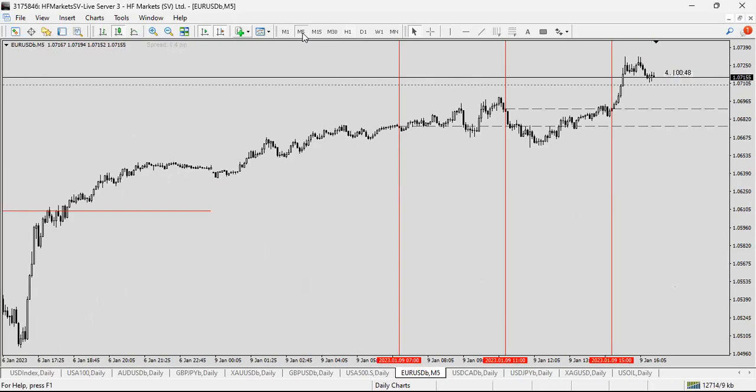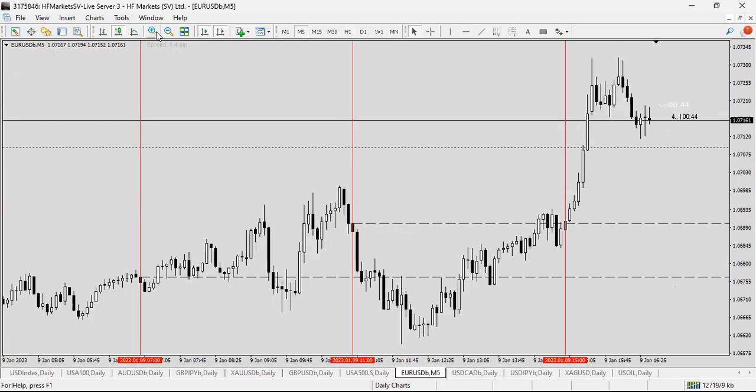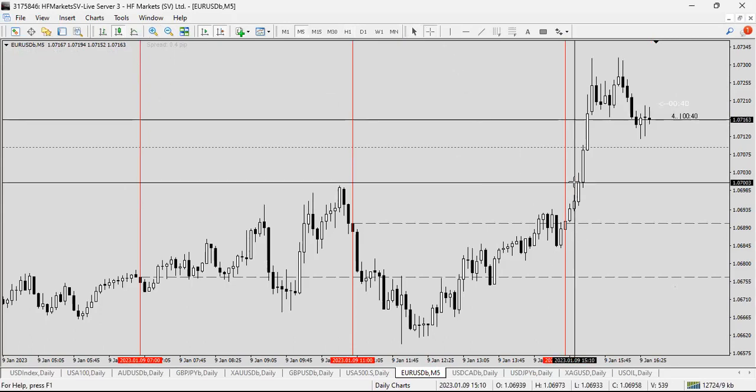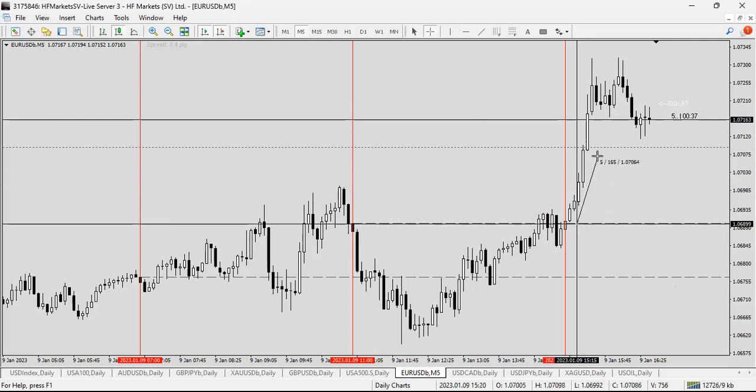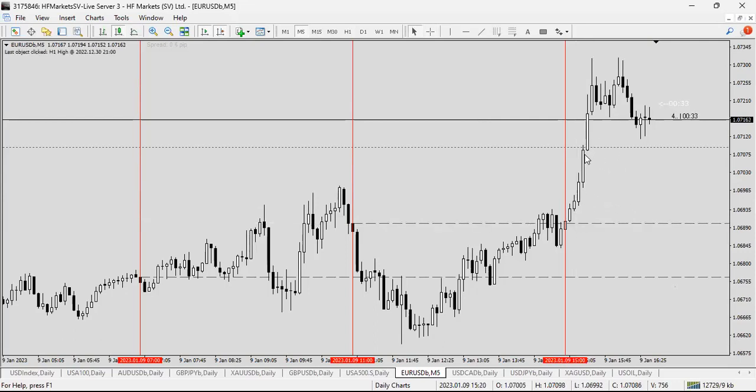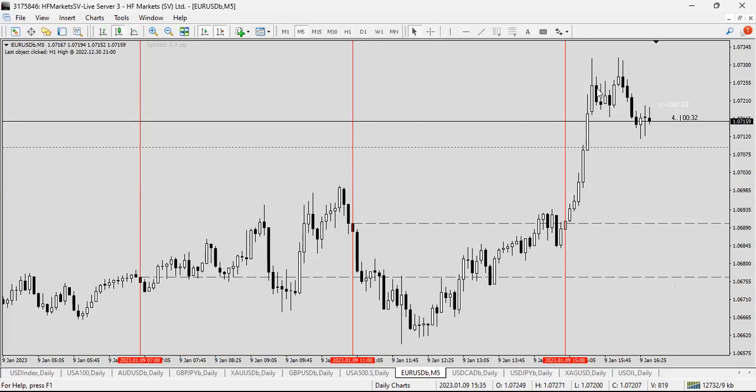Simple. I'll go back to my M5 or M1 for that matter, doesn't matter. I'd be looking to enter here, and I'd be looking to exit here. Roughly about 20 pips. I'd be content with that. I didn't see anything on the higher time frame that says hold for more, so I would not be in this move.